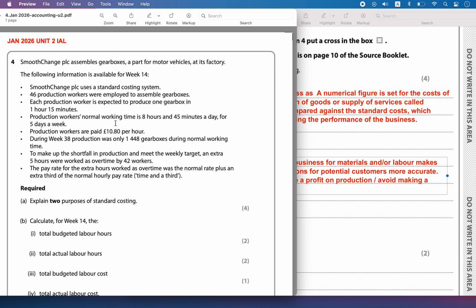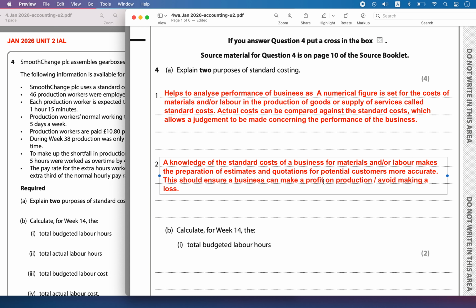Now, explain two purposes of standard costing. What is the purpose of standard costing? This is part A of the question: explain two purposes of standard costing. How is standard costing going to help the business?